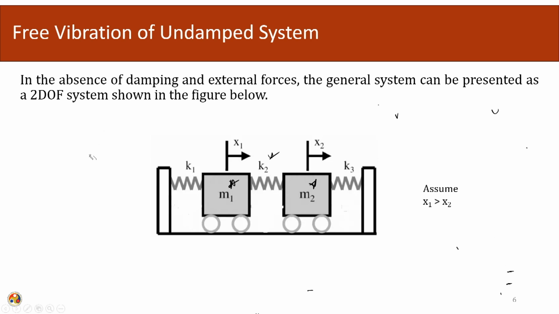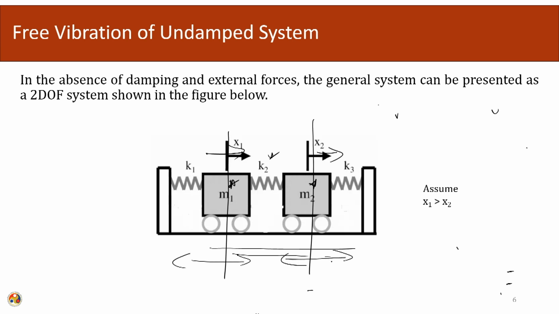Similarly, we are looking into a free vibration of an undamped system. We are modeling the simplest 2 degree of freedom system. It has two masses, and both masses can move in the horizontal direction, and those movements are independent of each other. They are separated by two springs K1 and K3, and there is a spring in between, K2. And we are assuming that x1 is greater than x2. Now let us see how we can evaluate the free vibration of the system.